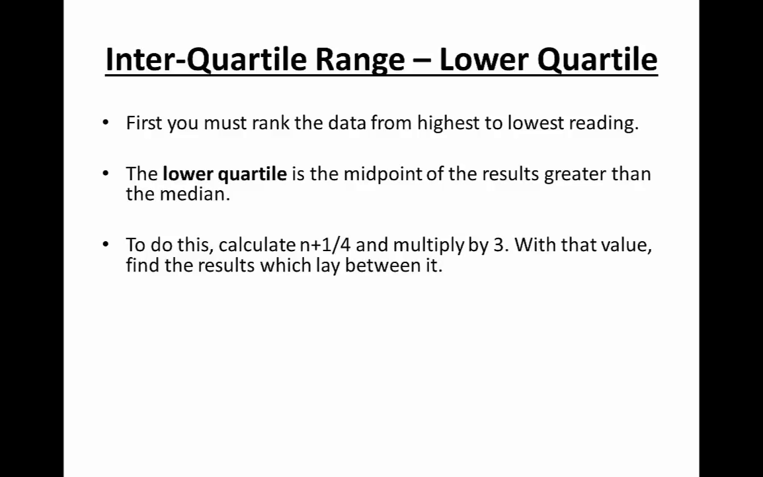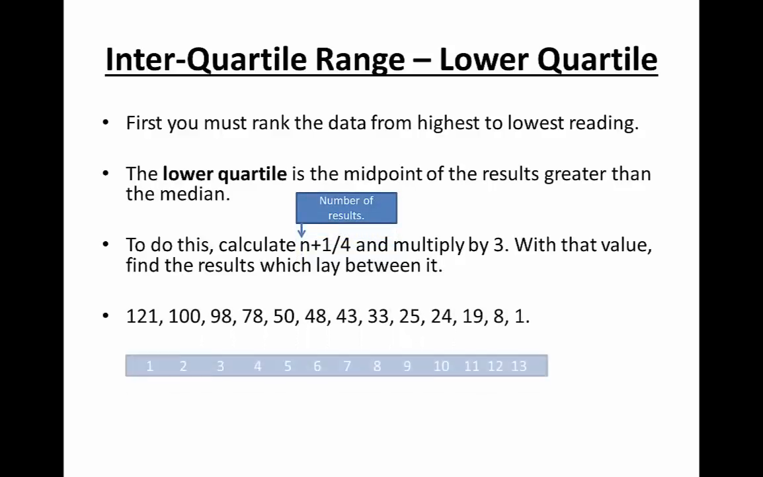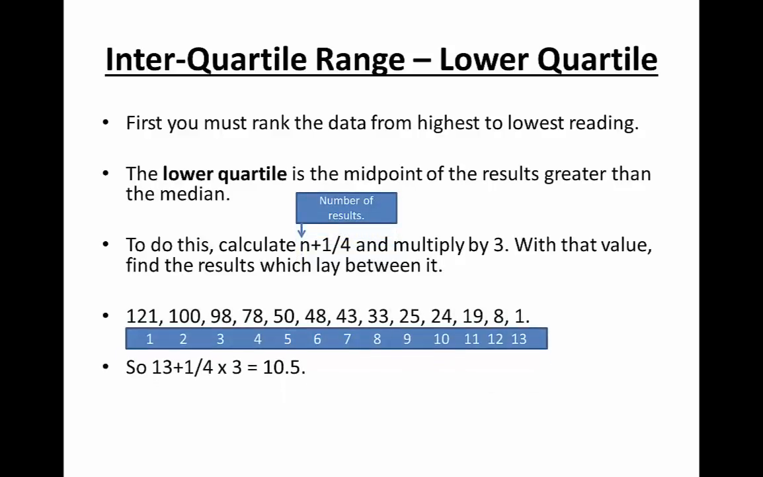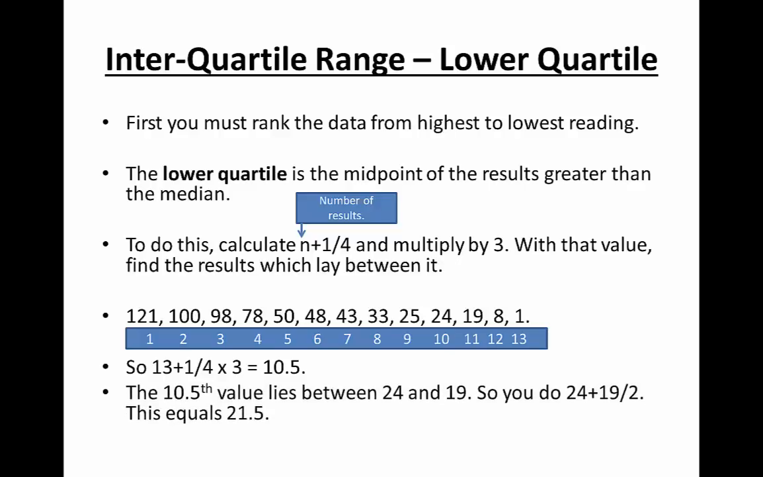And with that value, we can find the results which lie between it. So as always, we get our number of results, which is 13. We then add 1 to get 14, and then divide by 4. Then we have to multiply this by 3, and this gives us 10.5. The 10.5th value in our set of data lies between 24 and 19, so we add these two numbers together and divide by 2 in order to get 21.5. Therefore, our lower quartile in our results is 21.5.